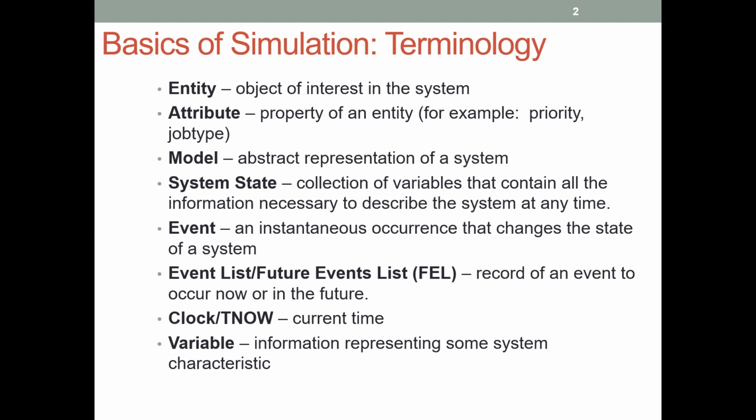A model, this is something that we briefly discussed yesterday, is an abstract representation of a system. So what we're going to be building in a computer is what we're going to be calling a model. A system state is a collection of variables that contain information necessary to describe the system at any time. So for example, if you're looking at a specific machine, there are going to be different states in which that machine can be, like busy, idle, under maintenance, and so on. So we can specify the different states in our models.